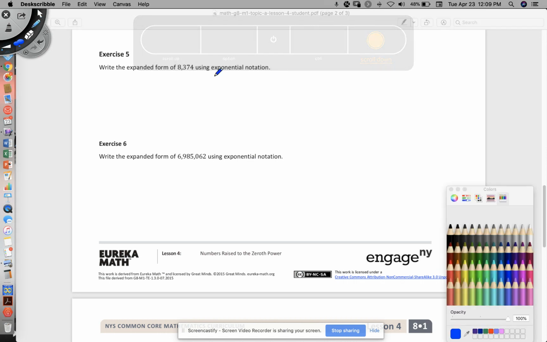So they give us this number here, 8,374, and they want us to write it in exponential notation. Whenever you see the word notation, if it's exponential notation or scientific notation, that means they want you to write it out. So we're going to take our first number, 8. Now you want to count backwards. This is the easiest way I do this. I'm going to write the number up here just to show you. You're going to count backwards, and the farthest number is going to be your 0. So that's going to be 0, 1, 2, 3. So when I set this up, I'm going to go 8 times 10 to the 3rd power.